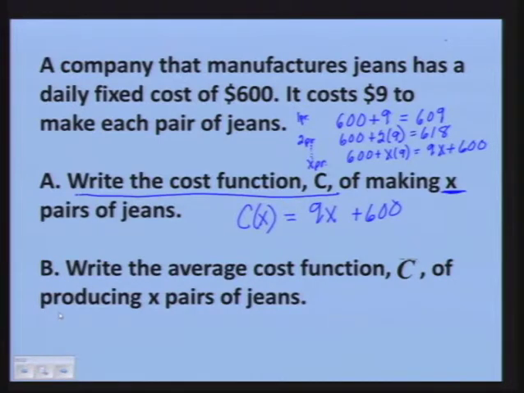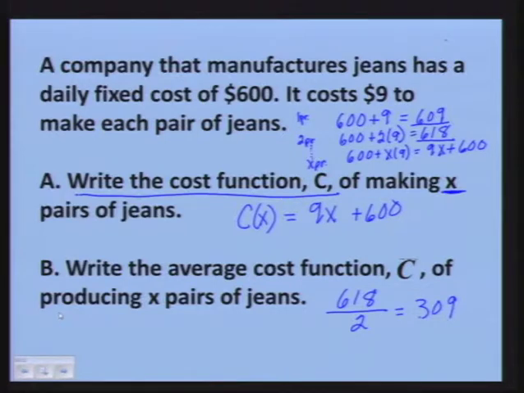Okay, next we want to get the average cost function. Let's think. Let's say if we made 2 pairs of jeans for $618, I would divide by 2 to get the average cost per pair, and that would be $309 is the average cost per pair. Whereas for the first pair it costs $609, for the next pair it decreases the average cost. And you can see that average cost will go down as we make more jeans.